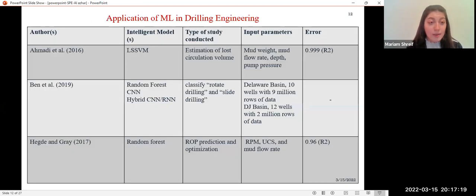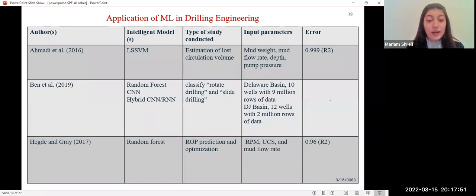Ahmadi et al. used the least square support vector machine in order to estimate the loss circulation volume, using the mud weight, the mud flow rate, the depth, and the pump pressure as input parameters for the model. And the coefficient of determination was 0.999, revealing quite good accuracy for the model to predict the loss circulation.